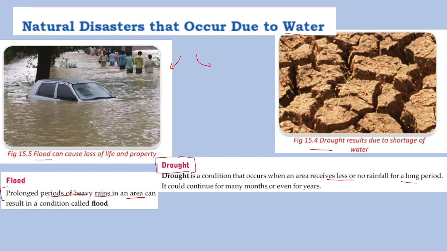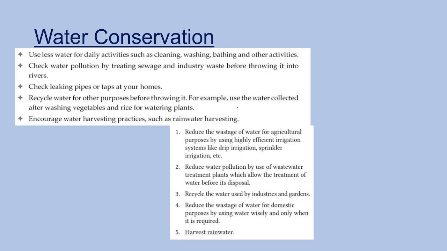So we have two extreme conditions. Excess water falling onto the earth is not good for us because it causes flood, whereas very little water or no rainfall is also not good because it results in drought. Therefore, there is a need to conserve water. What do you mean by water conservation? To save water. Various steps are there to conserve water. I have listed a few steps wherein we can conserve water. What can we do? We can use less water for daily activities such as cleaning, washing, bathing and other household activities.